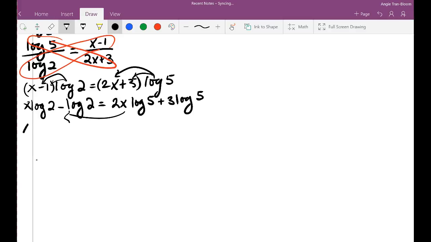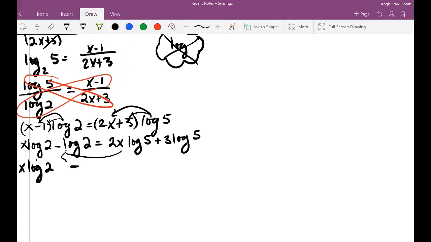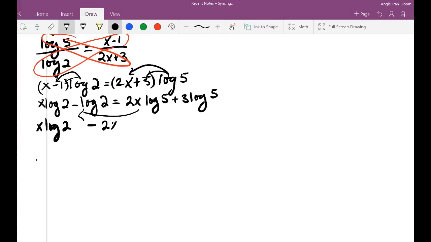Yes, so let's do it. So if I move it over here, is it now a positive or negative 2x log 5? It's negative. So it's negative 2x log 5. How about if I move that over here, what else do I have to move to the right? Then that negative log 2. Do you guys agree with that? Yes. Okay, go to the other side. So now this is 3 log 5. If I move negative log 2 to the other side, it is now positive.